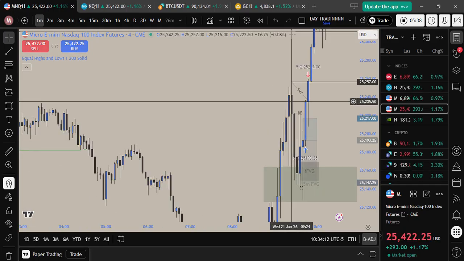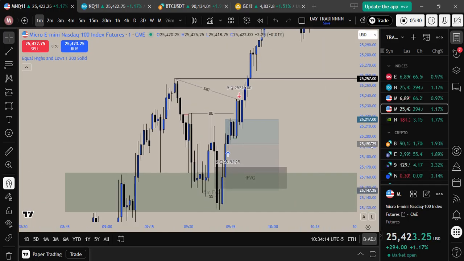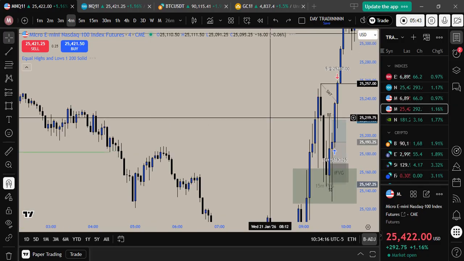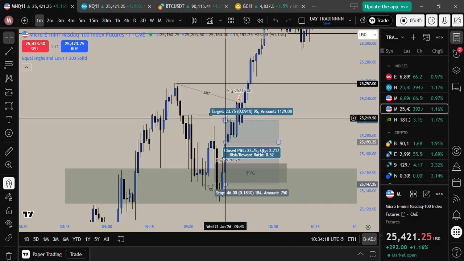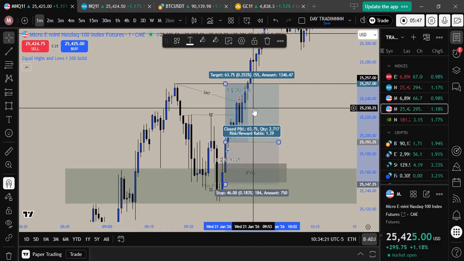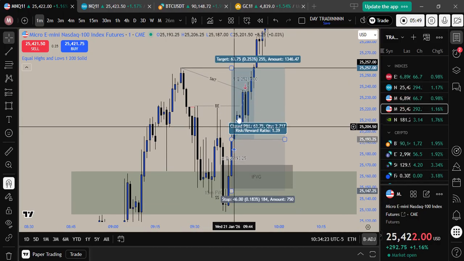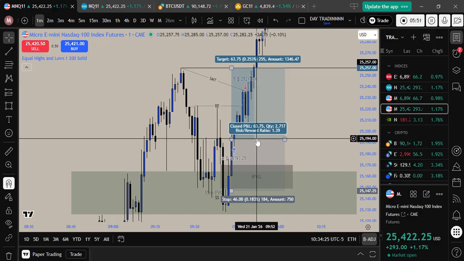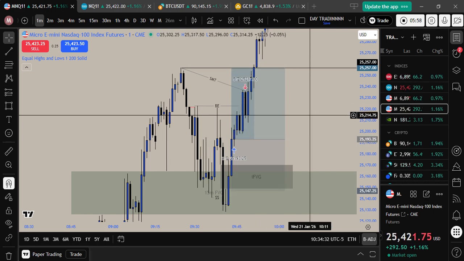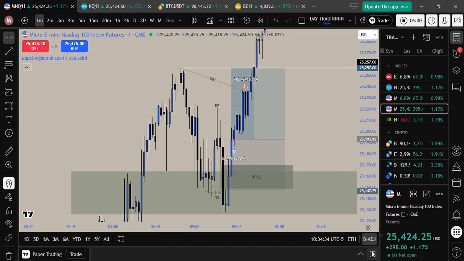I definitely could have held this position. The only reason I closed it was that we made an SMT with this high, so I was thinking we could have reversed. But I was so confident in my bias that I should not have closed it. But it is what it is. I can show right here.